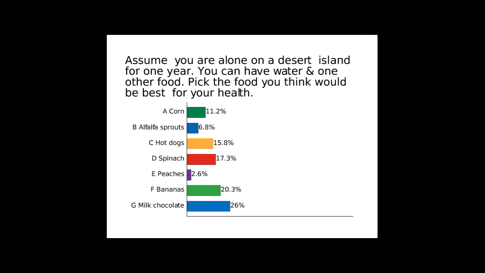I'm actually surprised to see milk chocolate so high. And this group in particular, I think, would probably have a better grasp on this, and I'll show you the results of the study by Rozin and others. But it gets to be a little bit difficult to determine what is the thing that is going to be the most important for your health on a desert island. So it looks like a full quarter of the group thought milk chocolate.